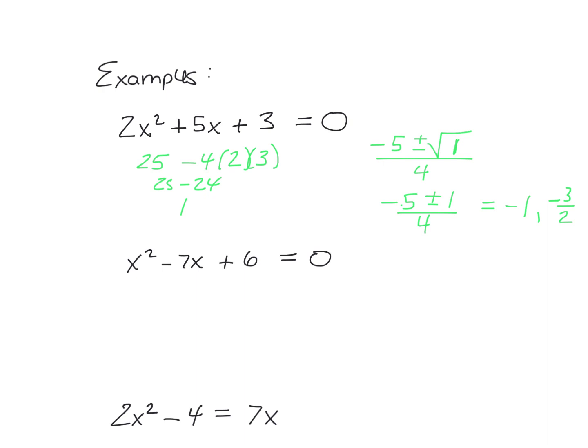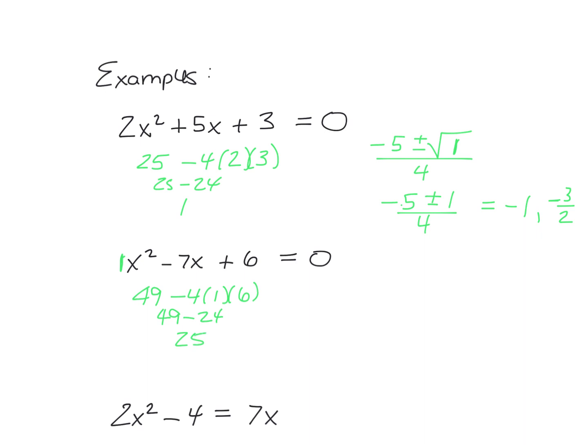All right, this next one, it's ax squared plus bx plus c equals 0. That's good. The a value is 1. The b is negative 7, and the c is 6. So my discriminant's going to be b squared, so 49, which should always be positive, minus 4 times 1 times c. So it's 49 minus 24, which is 25.